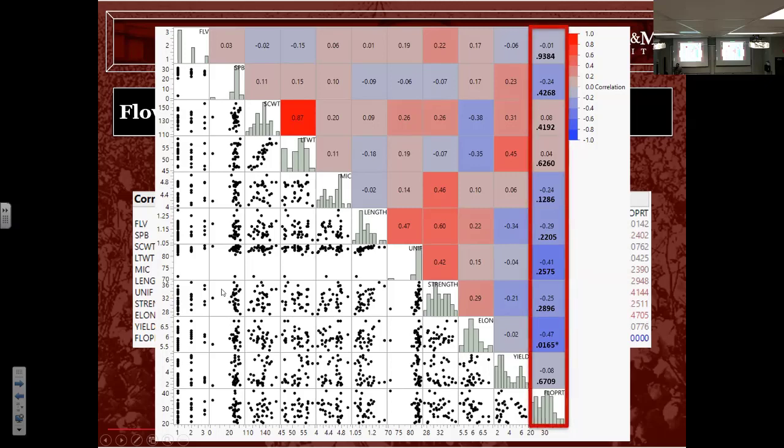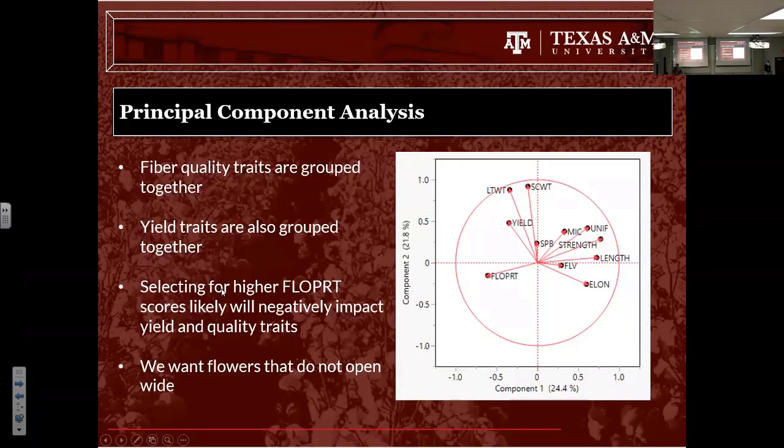But then when I ran some significance tests to get some p-values, the only one that even stood out that was significant at all would be elongation with floral openness. So then I wanted to run a PCA just to dive a little bit more into the data, just to look at it. And we can see here that we have some groups of data.